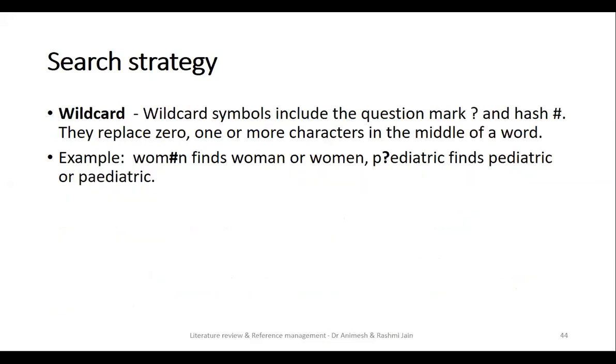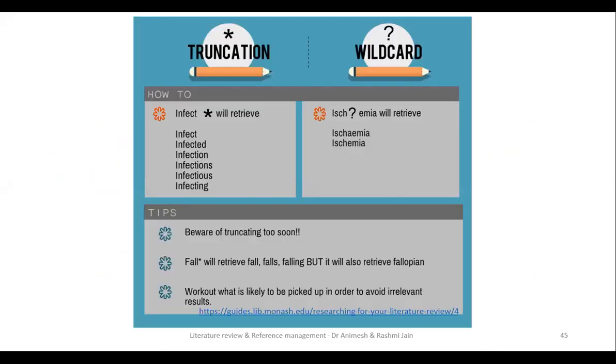There's something known as a wildcard as well. Here what we do is we put a question mark or a hashtag. This replaces zero or one or more characters in the middle of the word. For example, woman: instead of that, you put WOM, then hashtag, N. So this will give me woman or women in plural. Pediatric again has two different spellings. So when I put a question mark in P, question mark, E-D-I-A-T-R-I-C, it will give me both the spellings. So this is again a wildcard.